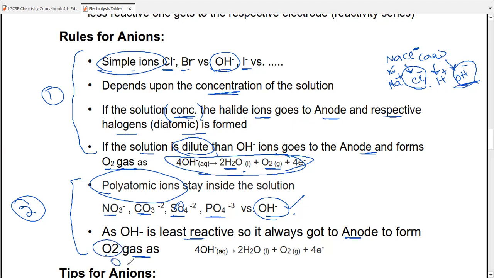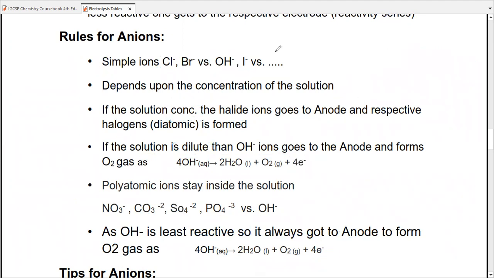This is not the formula. The formula is O2, where the 2 is the subscript. So the same equation which is written over here is also written over here. What does that mean? Only in the case of halide salts, and if they're concentrated, we'll have some other equation, otherwise this equation. Okay, so that's the tip for anions.